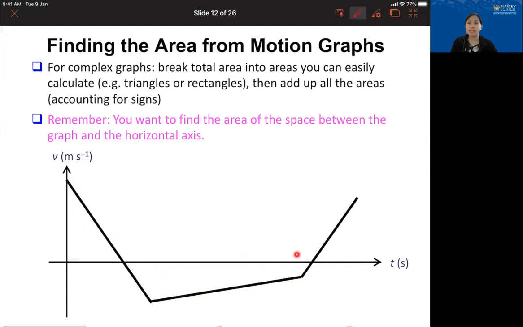So you can always divide an irregular shape, as I've mentioned earlier, into triangles and rectangles, and then add up all those individual areas, accounting for signs, meaning if your area is above the horizontal, that's a positive displacement. Areas below the horizontal will give you negative displacements. And then after adding up all those areas, that will give you the total or net displacement. And remember that you want to find the area of the space between the graph and the horizontal axis.